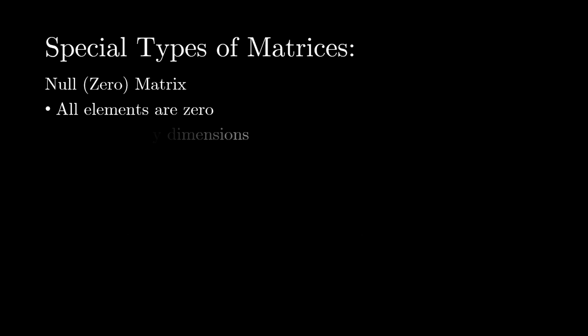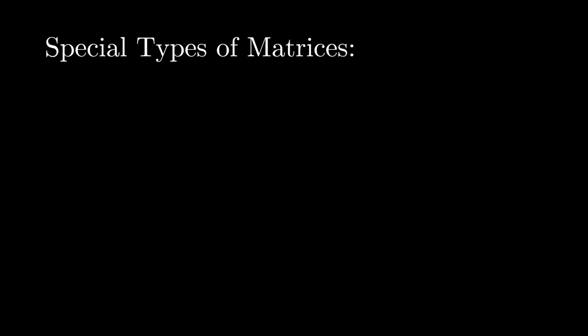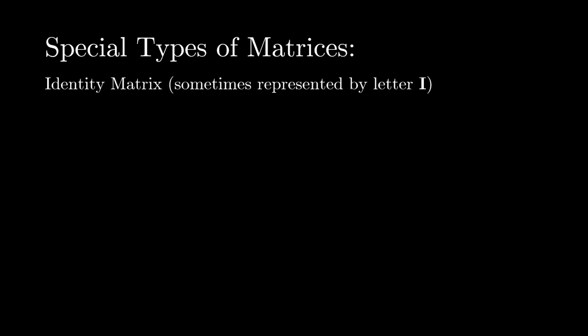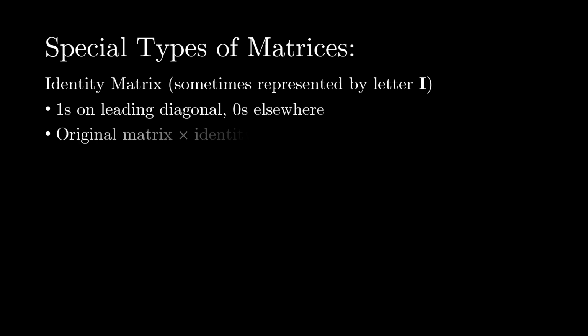Now let's cover the other type that you'll need to know, which is the identity matrix, which is sometimes represented using the capital bold letter I. It has ones on the leading diagonal and zeros in all other element positions. An input matrix times by the identity matrix will return the original matrix.